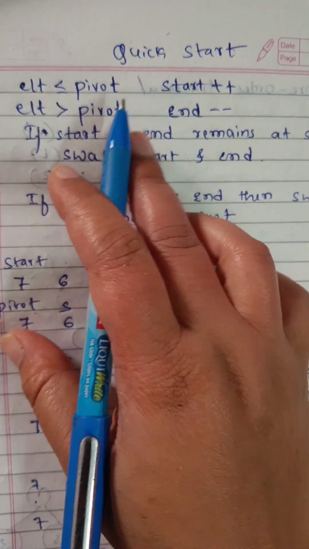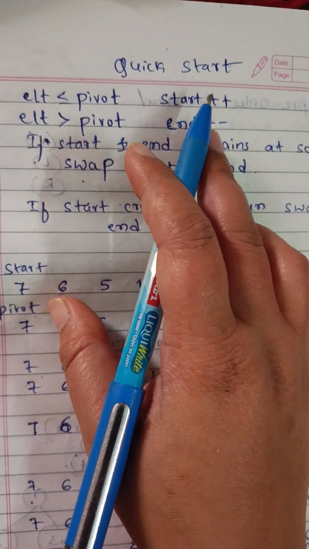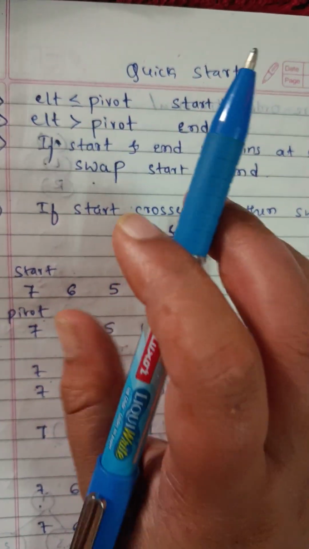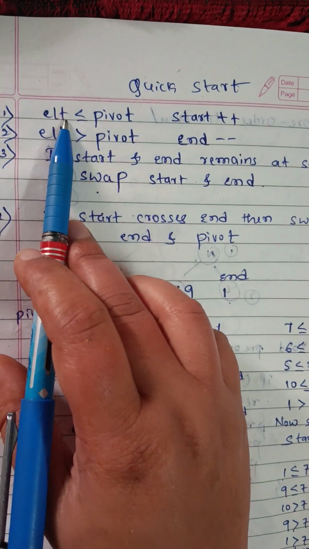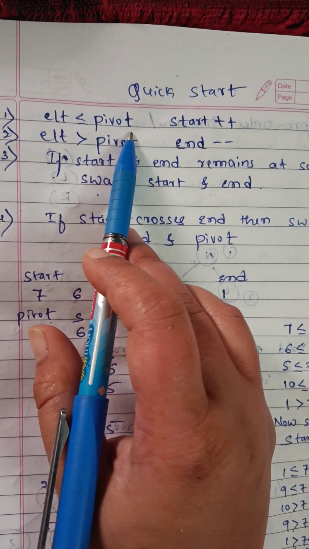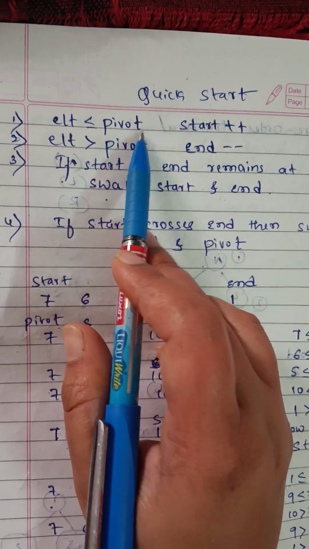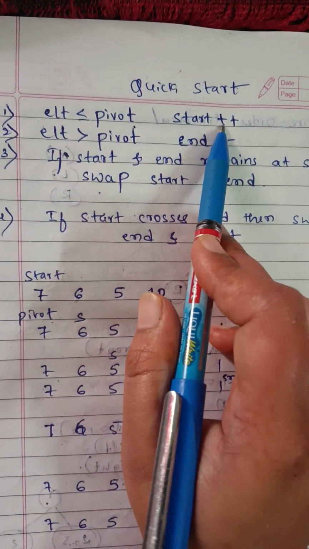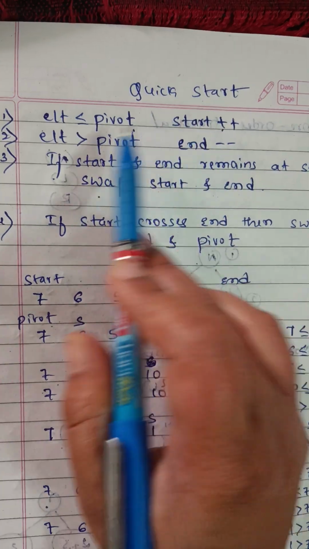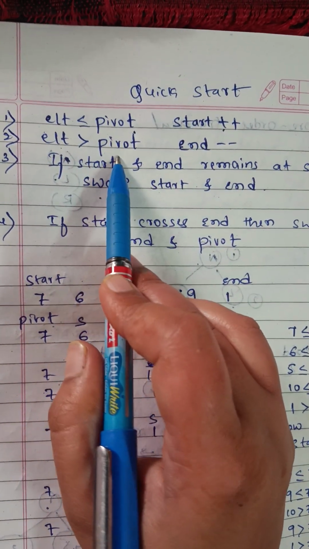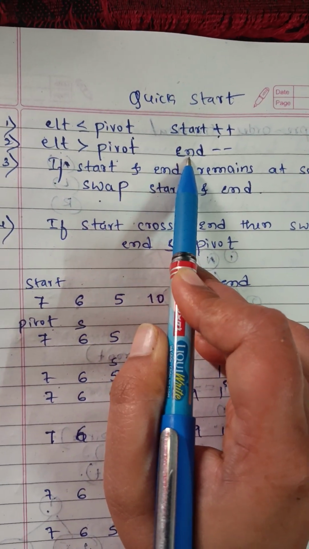Let's see how to trace quicksort. Before tracing the quicksort, we have to remember only these 4 points. If the element is lesser or equal to the pivot, and the pivot is the first element in the array we are considering, once this condition is true, we have to increment the start value.